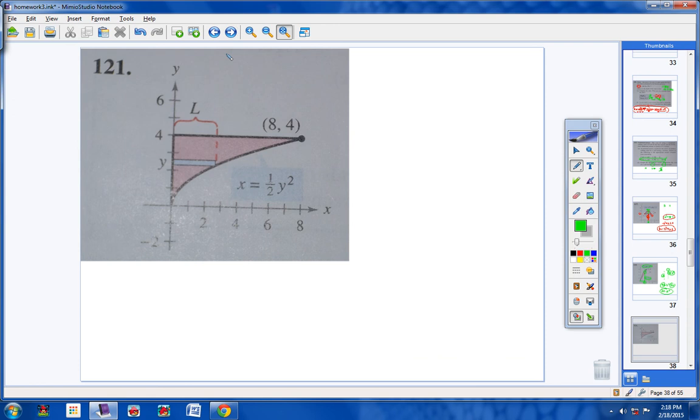Alright, 121. Now we're going to find, according to the directions, the length in terms of y. So students, here we go, the length in terms of y. So let's think about this. First of all, I have this curve right here, and that curve is given to me by this equation right here, that model right there.